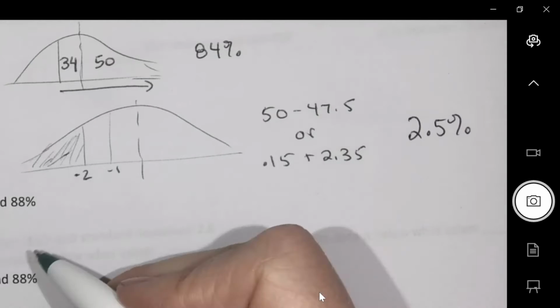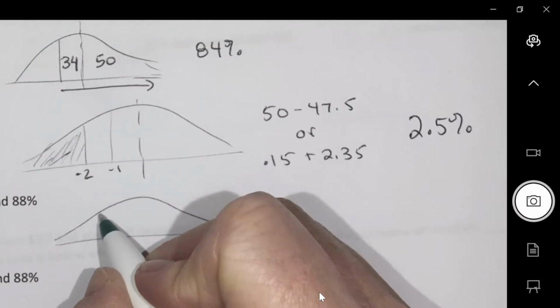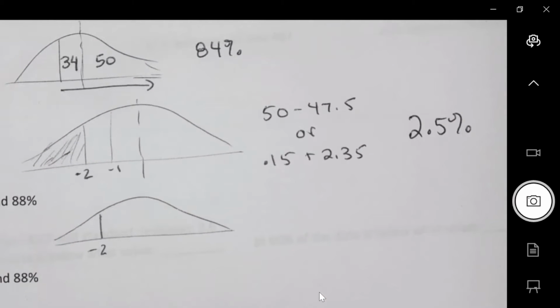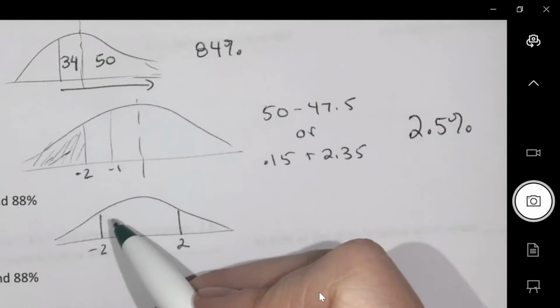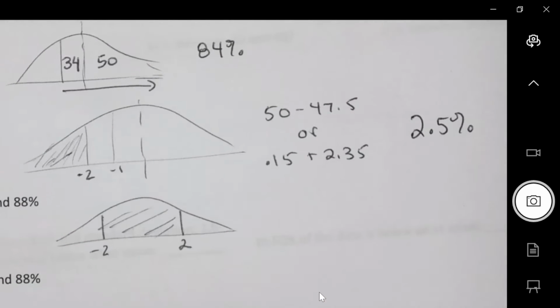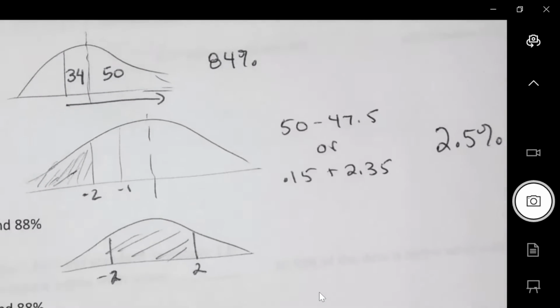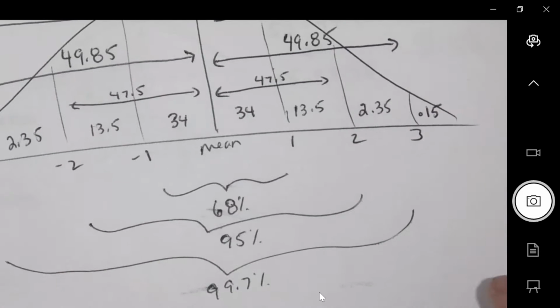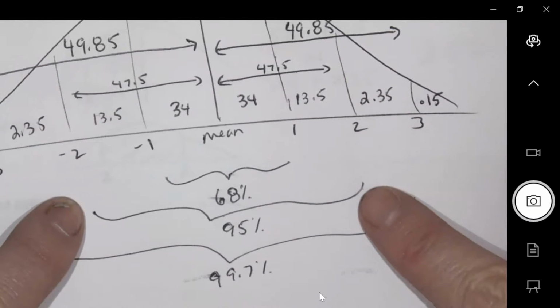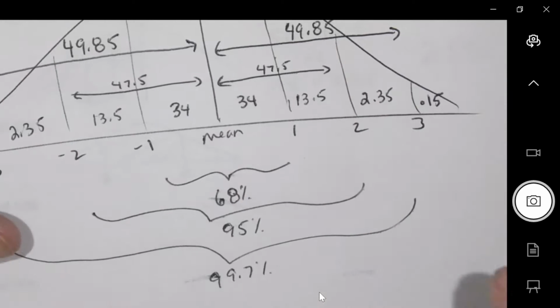Okay, between 72 and 88, so we're going from the -2, that's where the 72 is, and the 88. We went from the -2 all the way to the 2, so that one is which rule? From the -2 to the 2, that is the 95% rule.